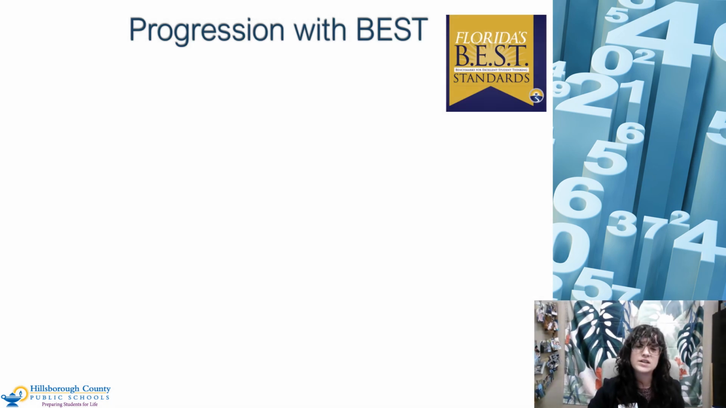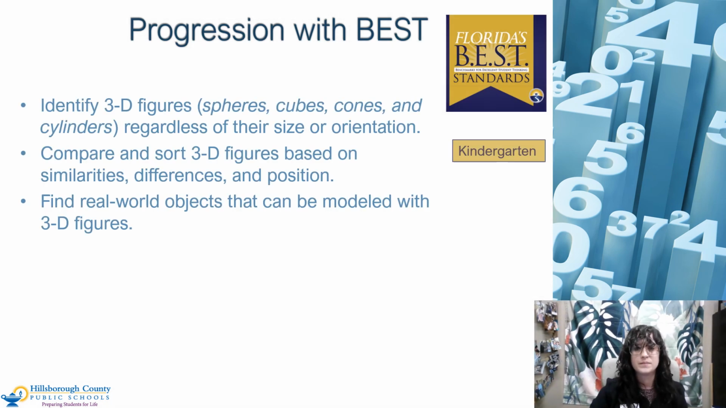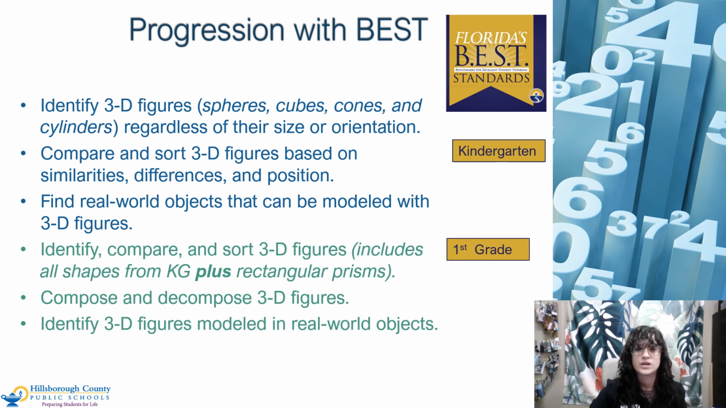Welcome back. Let's take a look at the progression with BEST for this unit. In kindergarten, students are expected to be able to identify 3D figures, and that's limited to spheres, cubes, cones, and cylinders. And that's going to be regardless of their size or their orientation. Students in kindergarten will also compare and sort 3D figures based on similarities, differences, as well as relative positions. And they'll also be expected to find real-world objects that can be modeled using those 3D figures.